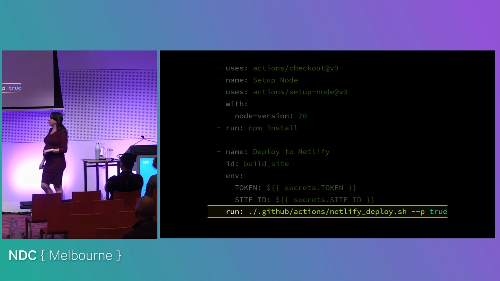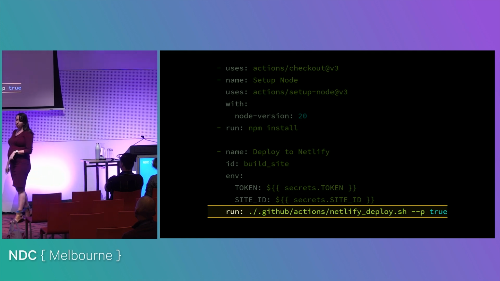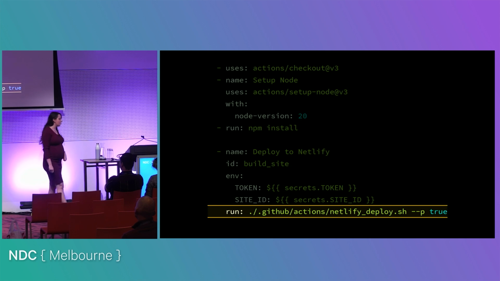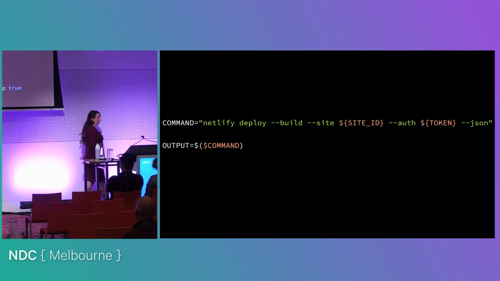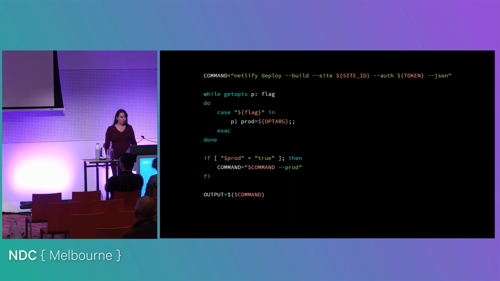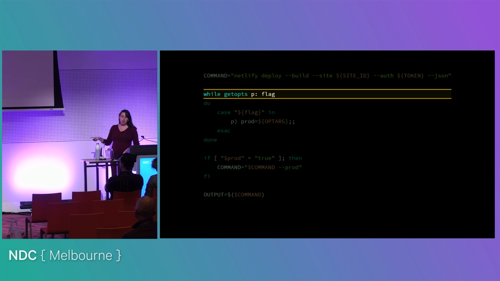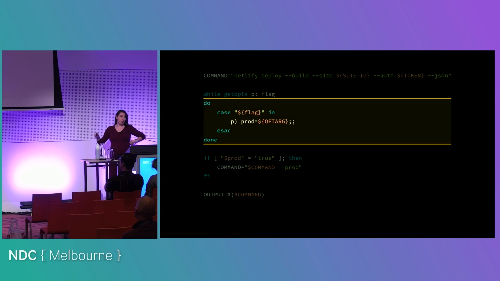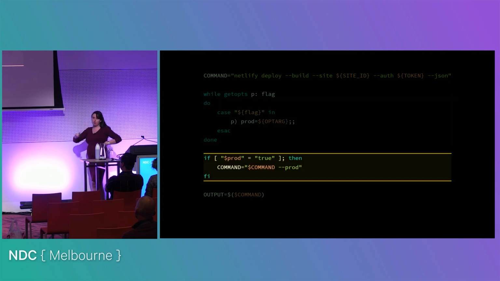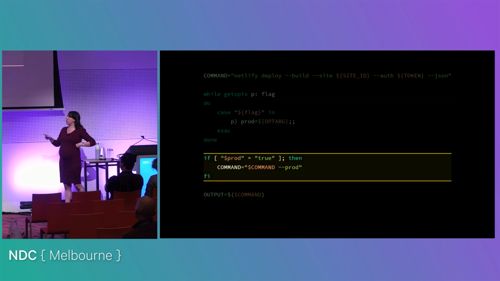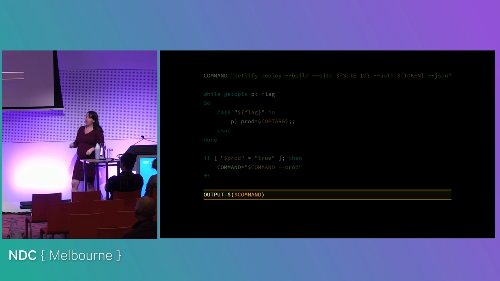I'm going to use the same script that I used previously for a deploy preview, but this time I'm going to pass in a production flag, and I'm going to make a couple of quick changes to my script so that if I pass in a production flag, I want it to pass the production flag to the command, and I want it to, rather than do a deploy preview, which is a live version in a unique URL, just push straight to production.